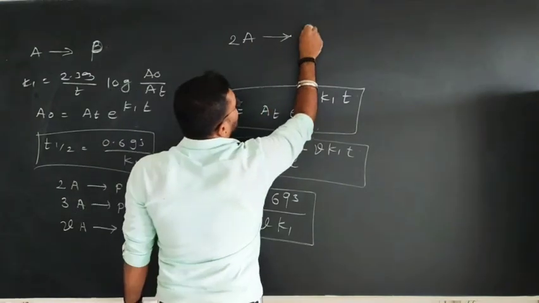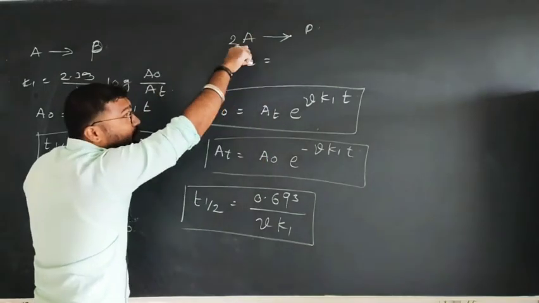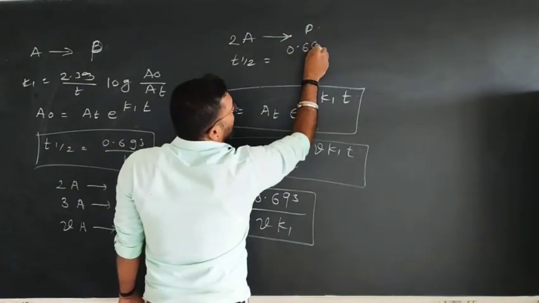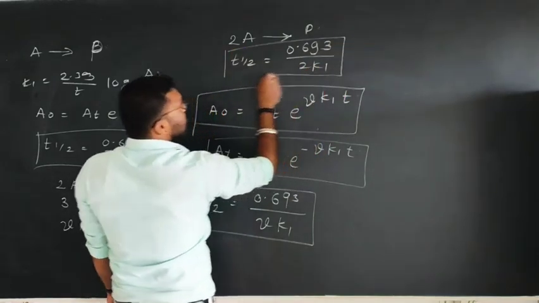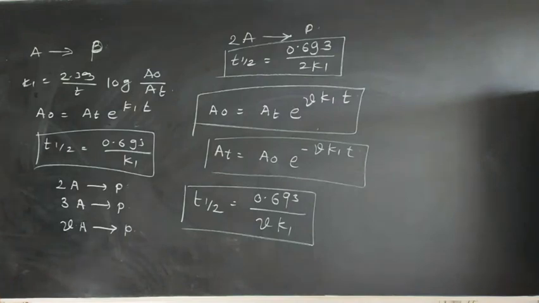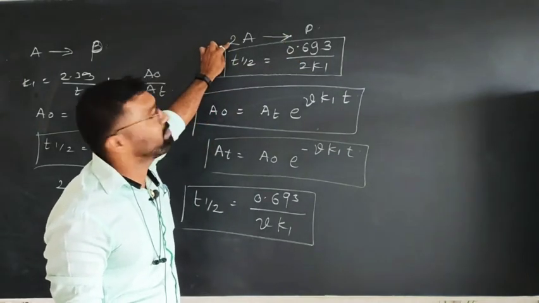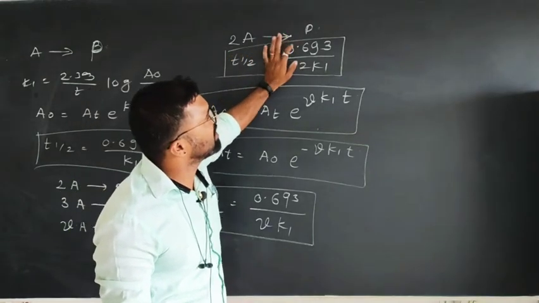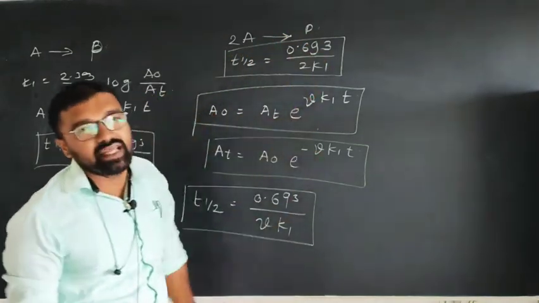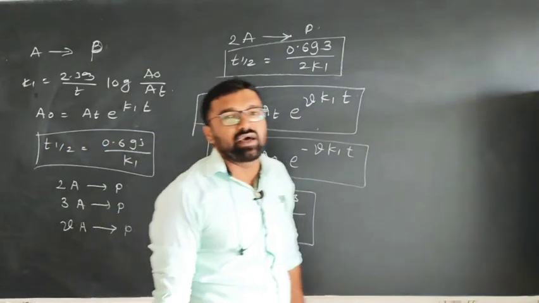the reaction is given as 2A gives product. What is the half life period? Then you can write: half life period for the above reaction is equal to 0.693 upon 2 into K1, right? For this reaction 2A gives product, the stoichiometry is other than 1, the coefficient here is 2. Therefore, the half life period is equal to 0.693 upon 2 into the rate constant, that is 2K1. This is sufficient about the first order reaction.